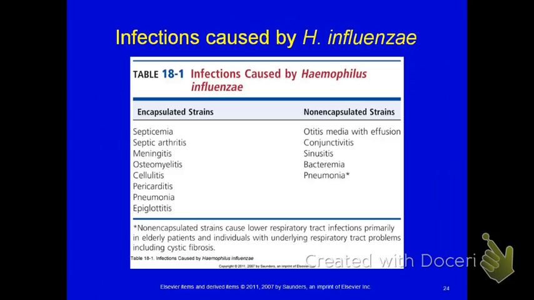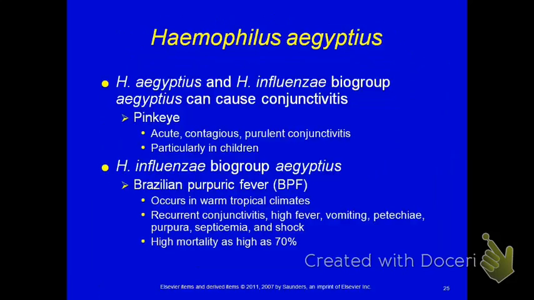In summary, study table 18-1 of your book. These are the different infections caused by Haemophilus influenzae, categorized into encapsulated and non-encapsulated strains. Then Haemophilus aegyptius, formerly known as Haemophilus aegypticus, but they actually changed the name to aegyptius, and Haemophilus influenzae biogroup aegyptius.